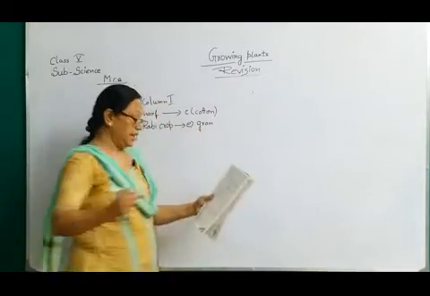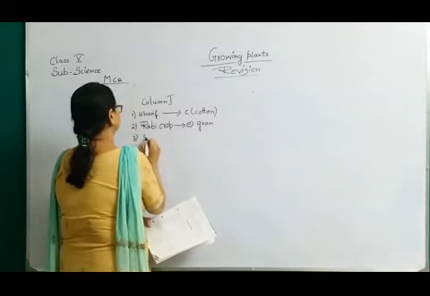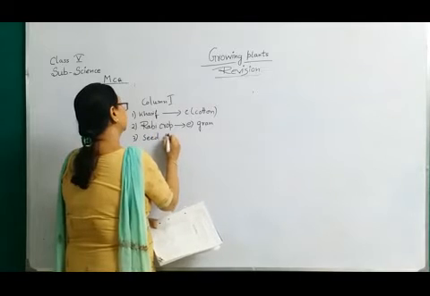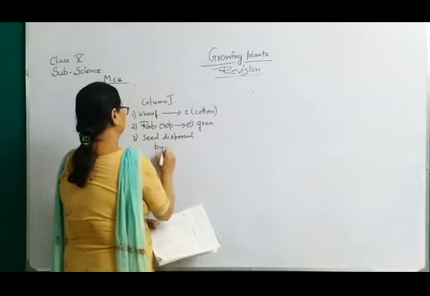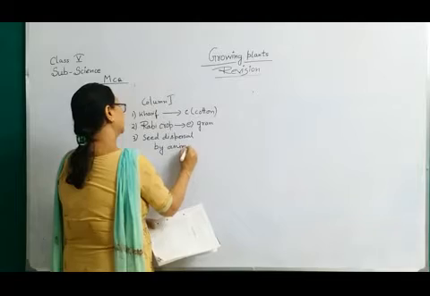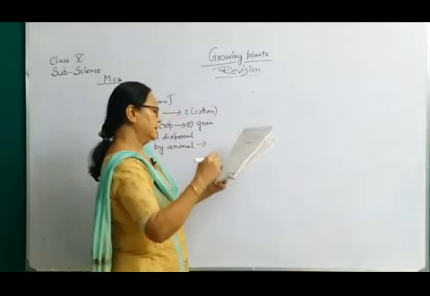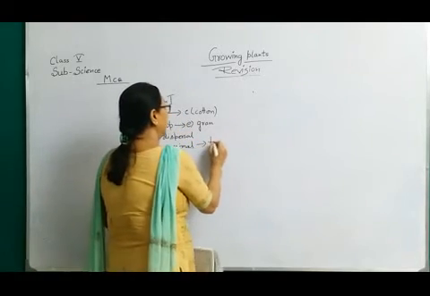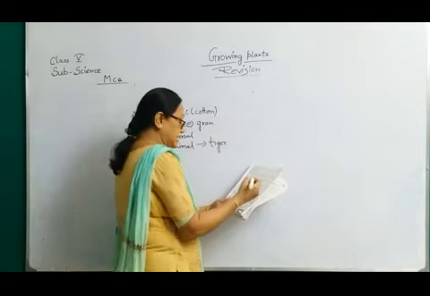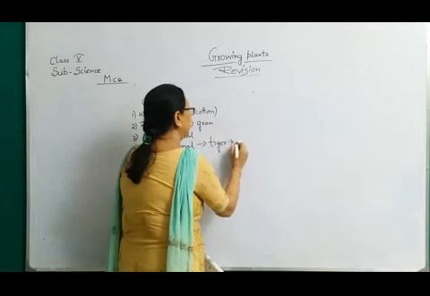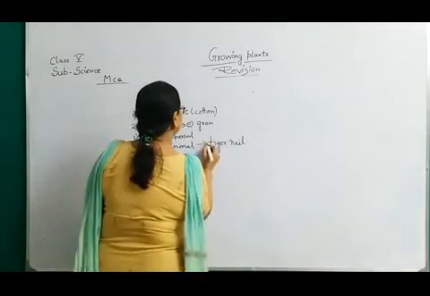Third match, we will go for the third match, that is seed dispersal by animal. Dispersal by animal matches with which one? Tiger nail. As the tiger nail has hooks, they attach to the body of the animal and get dispersed by the animal. So the right answer is tiger nail. Okay, and that is D option.